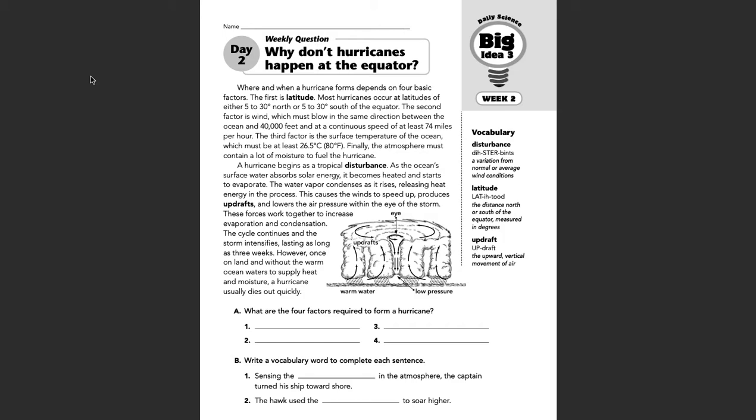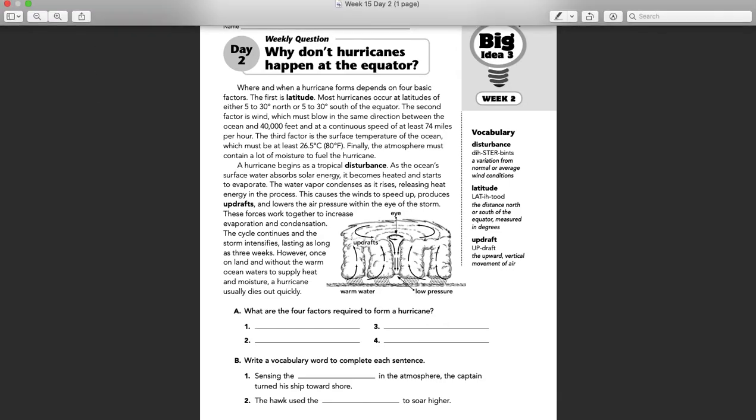A hurricane begins as a tropical disturbance. As the ocean's surface water absorbs solar energy, it becomes heated and starts to evaporate. The water vapor condenses as it rises, releasing heat energy in the process. This causes the winds to speed up, produces updrafts, and lowers the air pressure within the eye of the storm. These forces work together to increase evaporation and condensation. The cycle continues and the storm intensifies, lasting as long as 3 weeks. However, once on land and without the warm ocean waters to supply heat and moisture, a hurricane usually dies out quickly. So part A wants to know what are the four factors required to form a hurricane.